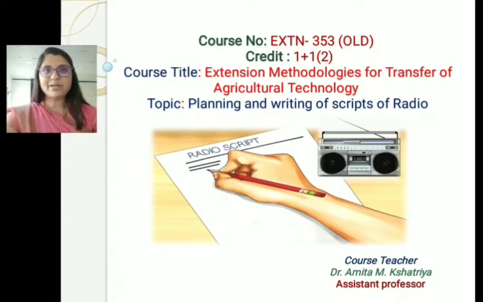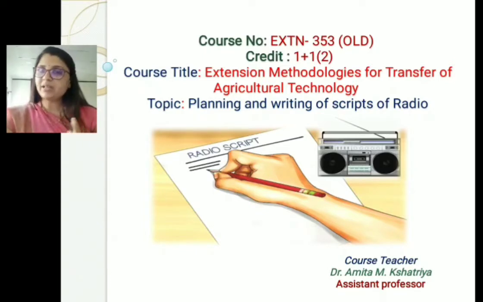In the course number Extension 353, credit 1+1, that is 2, course title Extension Methodologies for Transfer of Agriculture Technologies. So today's topic we are going to discuss is planning and writing of script of radio. It is exercise number 3. Before starting today's practical, I want to give you some information regarding the radio.